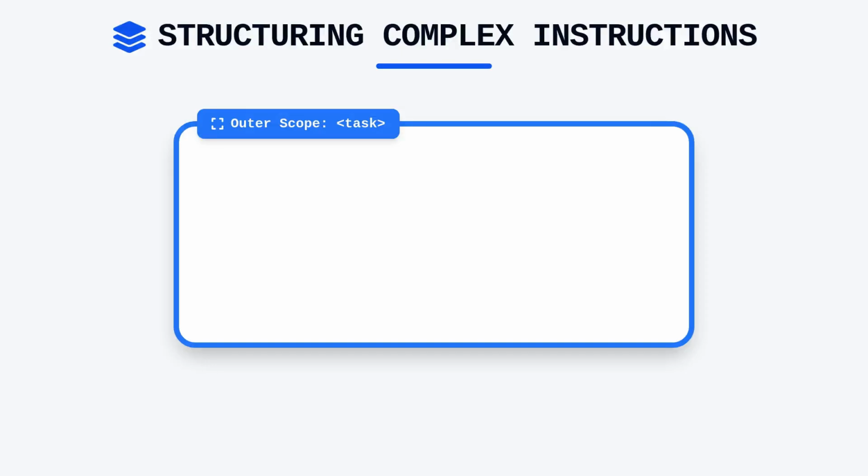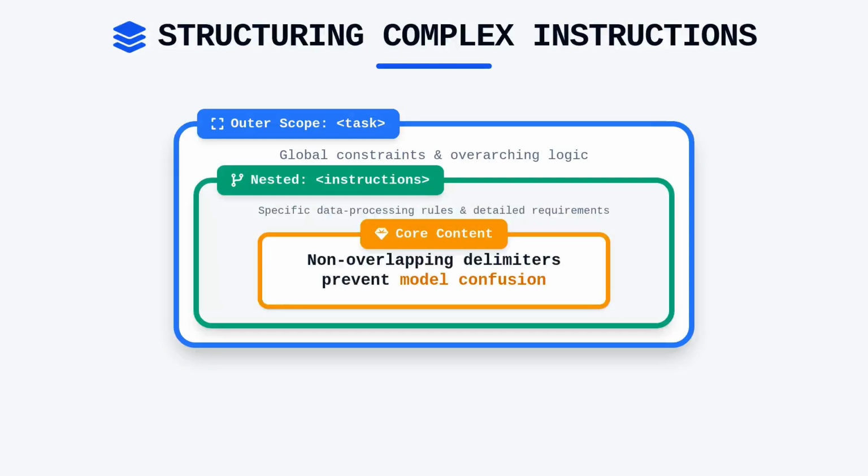This creates a predictable flow for the model, where it can resolve the outer constraints before descending into the specific data processing requirements nested within. Always maintain a clear separation between the logic governing the task and the content of the task, using the delimiters as the physical walls of your logic.